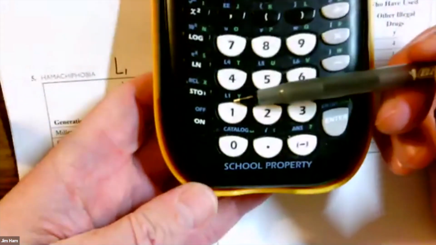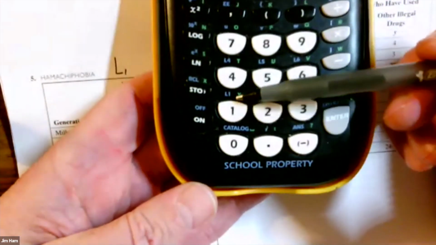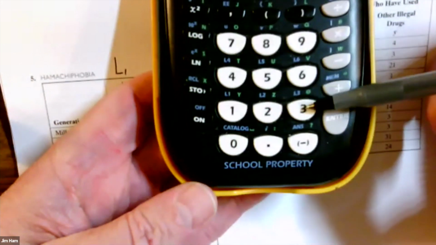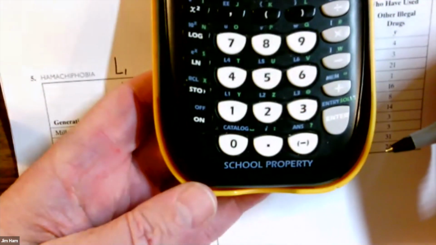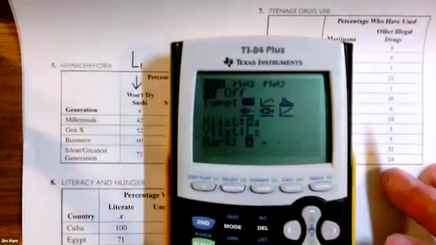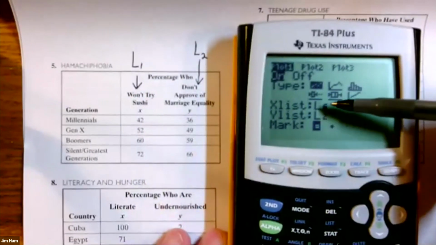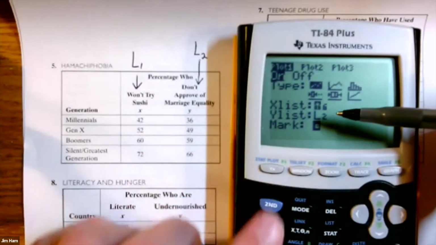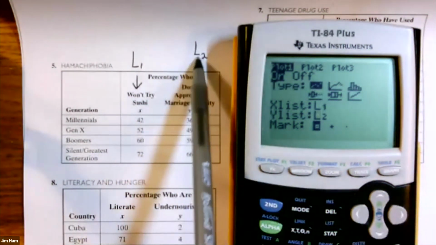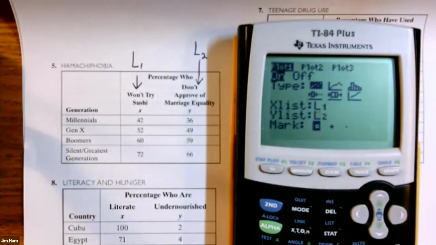Now, all of the list names are right above the corresponding numbers. So L1 is right above the number 1, L2 is right above the number 2, L3 is above the number 3, and 4 and 5 and 6, so on. You've got 6 different lists. L6 is above 6. So if I want to change X list to L1, I would hit the second key and then the number 1, and it would change it to L1. Okay, and the Y list should be L2 because that's where we put our Y values. L2, Y values, L1, X values.